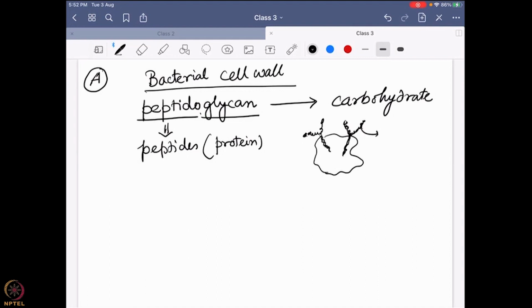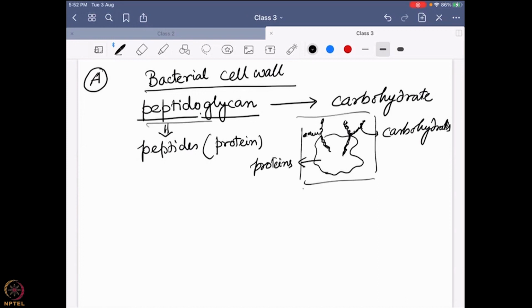So these are the carbohydrates, and these are the proteins. And this full section will be called the peptidoglycan, and these are actually the building blocks of the bacterial cell wall.